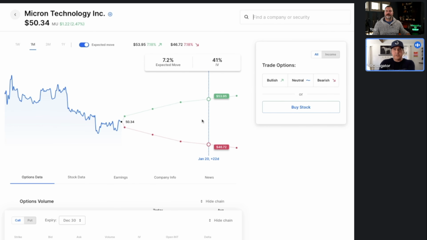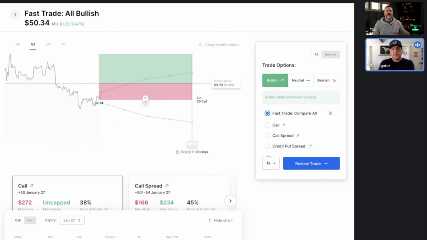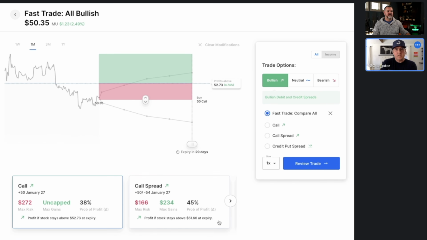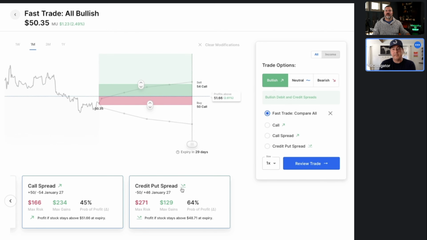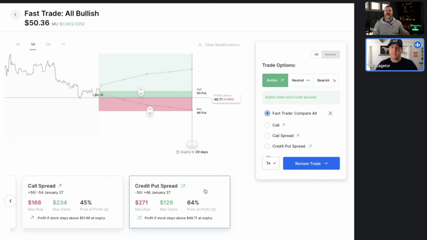One of the first things, pressing the bullish button here. This is really cool because you can hide that chain so you can see those cards a little better. Scroll left to right along those cards. What you'll see is it's starting with a basic call, and then a call spread, and then a credit put spread, right? And the idea here is to present these trades side by side. You even said it correctly, you want to be bullish in Micron. You didn't necessarily come and say, I want to do a call in Micron, or a call spread, or a credit put spread.